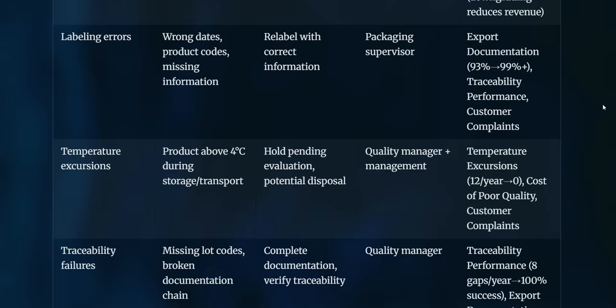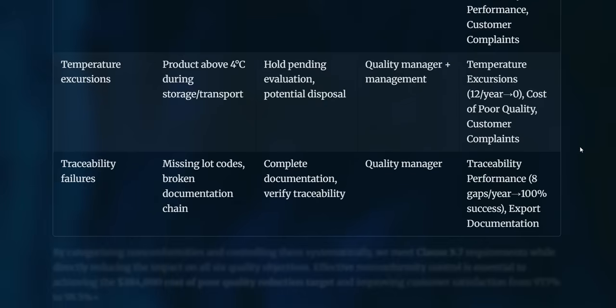The other type of nonconformance we do have is traceability failure. An example of this is a missing lot code or broken documentation chain. The typical disposition here is complete documentation or verify traceability. The level of authority here is the quality manager. The impact on our objectives here is traceability performance, which we are targeting at 100% success, and also improving the accuracy rate for the export documentation.